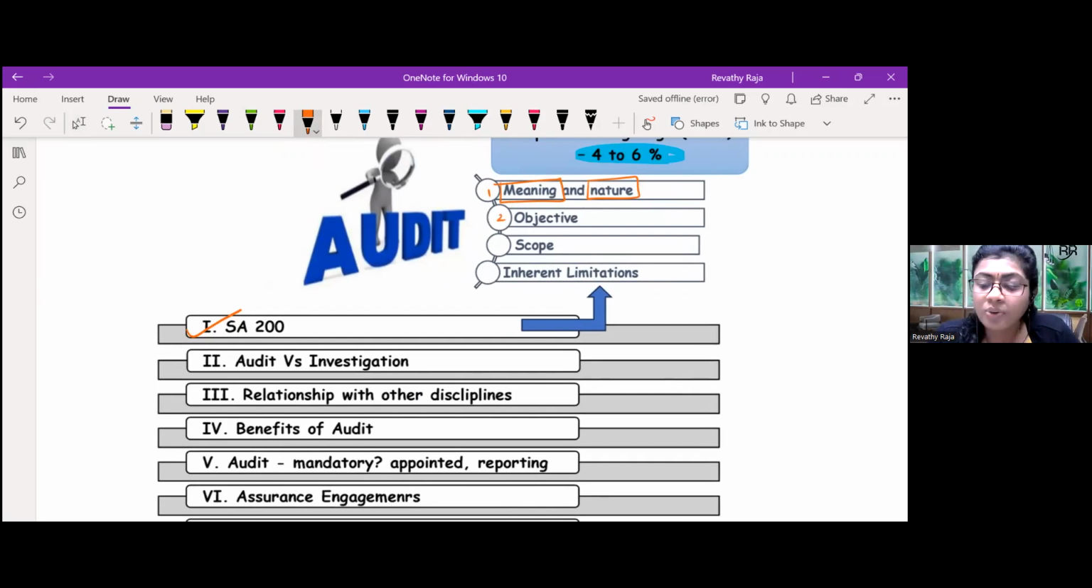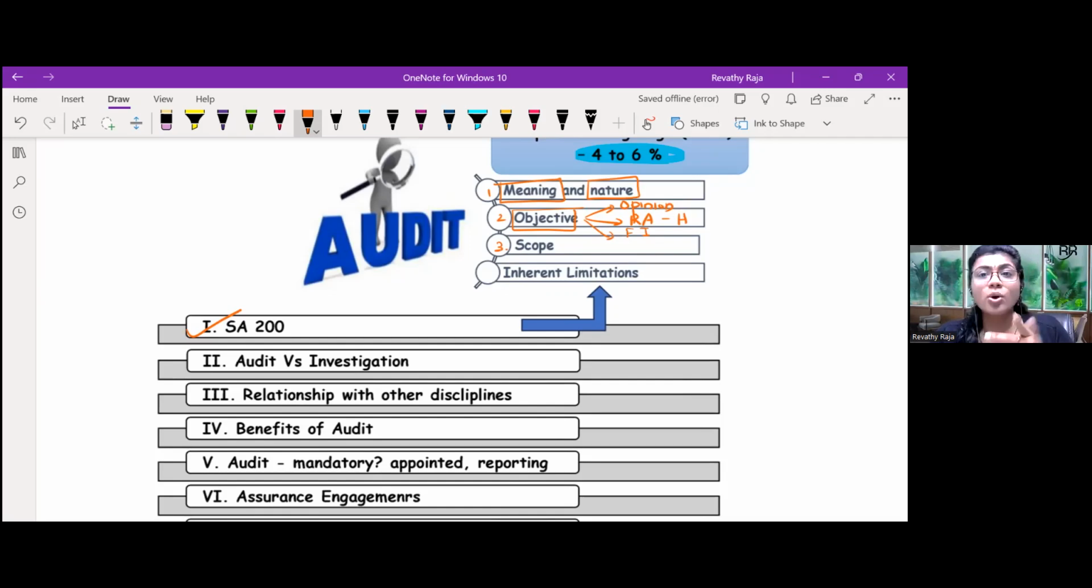Next, about the objective of audit. The primary objective of audit is to express an opinion, giving reasonable assurance. Reasonable assurance is a high level of assurance, but not an absolute assurance nor a guarantee. We give assurance on historical financial information, whether prepared as per the applicable financial reporting framework.